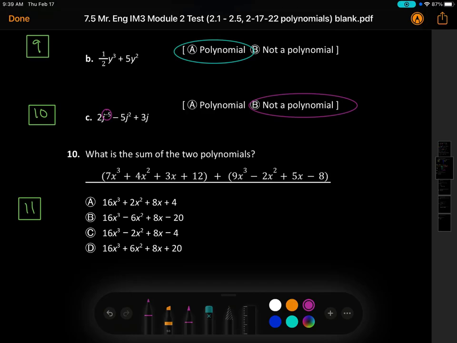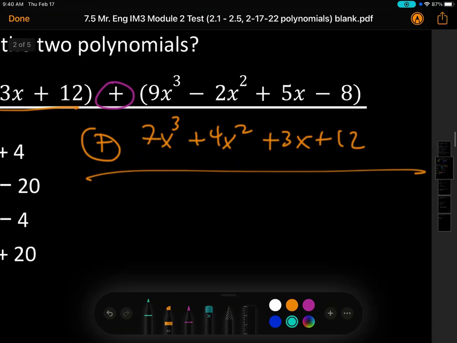Okay, number 11. What is the sum? So we already know sum is plus, and you could just move all this and line them up to be like terms, we call them. And I'm doing this vertically stacked, which I think is way better. Now all I have to do is add the numbers in front.